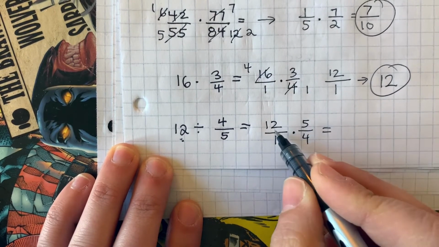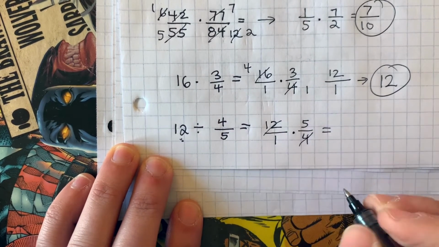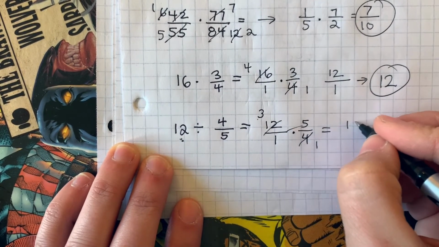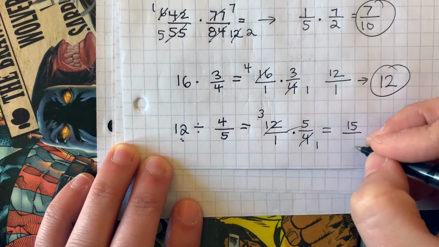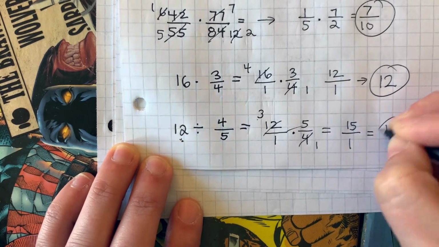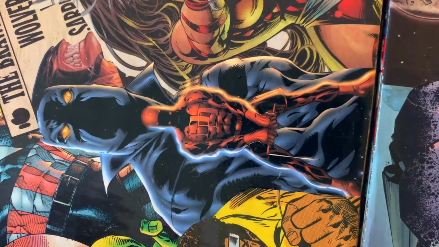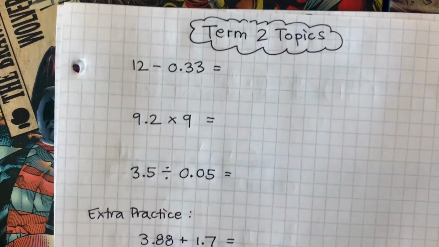I'm going to cross simplify. I'm going to divide these both by 4. I get 1 and 3. 3 times 5 is 15. 1 times 1 is 1. And there's my answer. Oh my goodness, there's more for term 2. We did so much in term 2.